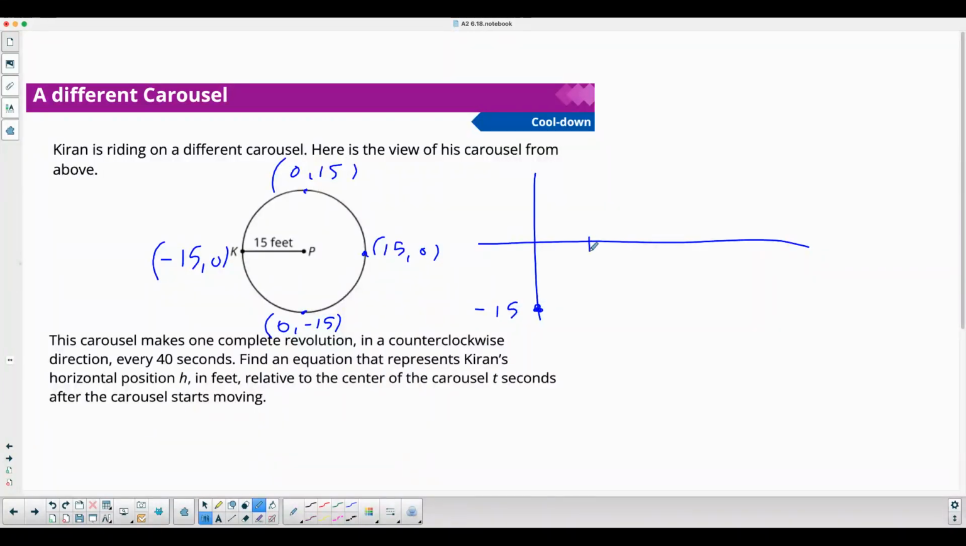And then it takes me 40 seconds to go all the way around. So this distance here is going to be 10 seconds, back to 0. All right, I'm looking at the horizontals. 20 seconds, up at 15. 30, back to 0. And then at 40, we get back to the starting point down here at negative 15.